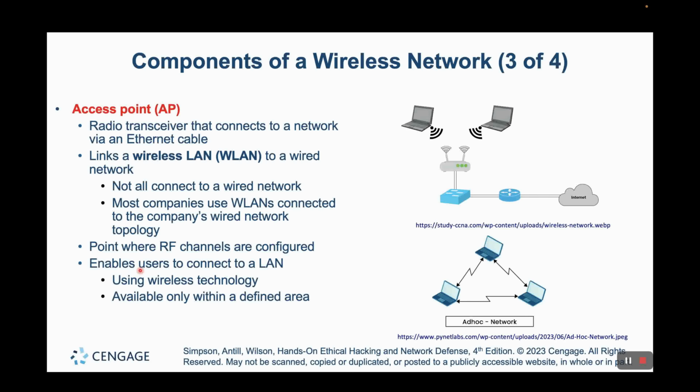Now, also, the access point enables users to connect to the LAN, as I explained, and is only available within a defined area, which means that the wireless coverage provided by this access point is limited to a specific area. They call it a coverage cell or coverage area. This is why, if you have a big home, you're going to end up having multiple access points.